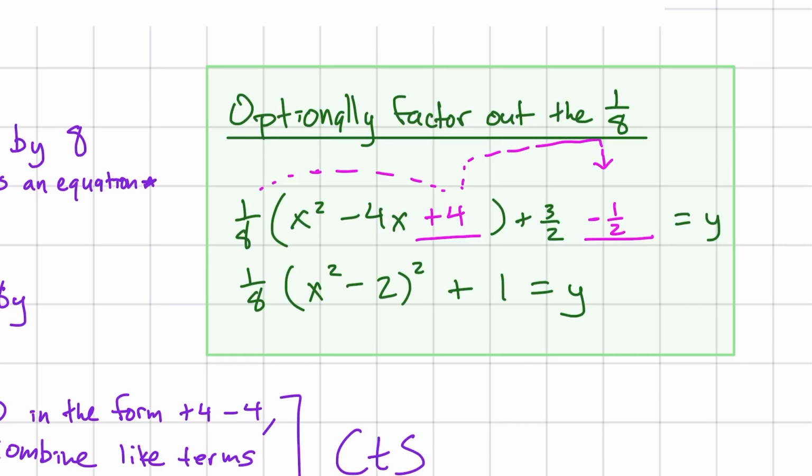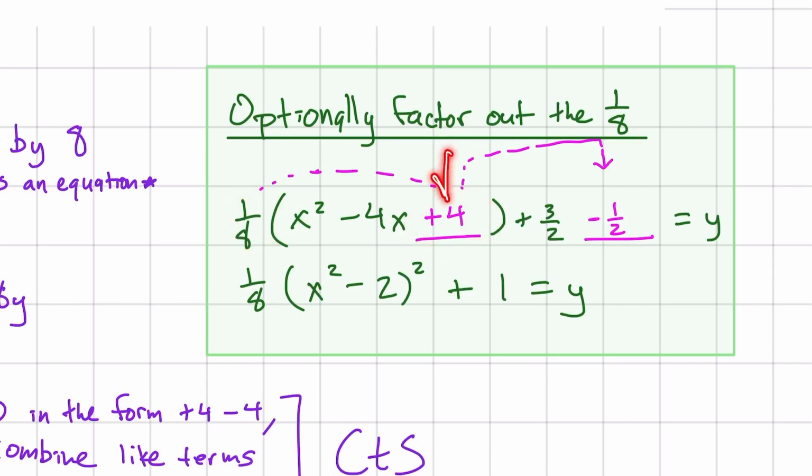Before I leave that first example, I wanted to go back and show you how, optionally, instead of multiplying everything times 8, you could just factor out the 1/8. So here I factored out the 1/8, and then I'm left with x squared minus 4x plus 4 inside. We do the complete the square process. Half it, get the -2, square it, get the 4. But then I'm not actually just adding a 4. I'm adding 1/8 times 4, which is a positive 1/2.